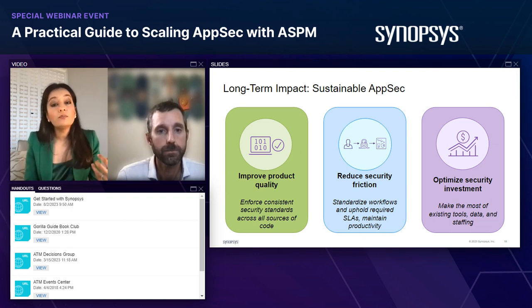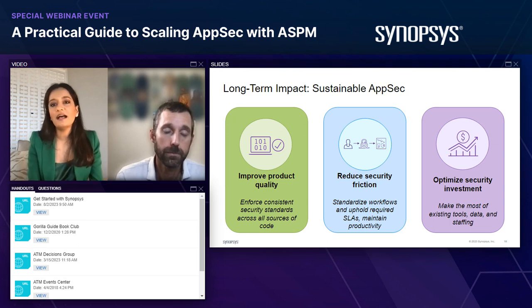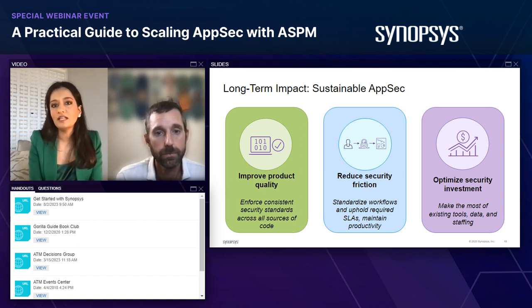At large, you have a way of improving product quality. You ensure that level of security checks. You ensure that level of being able to get that visibility across. You reduce that security friction, taking out the aspects of what traditionally has made your AppSec cause a lot of slowdown of developer productivity. And lastly, and probably most importantly, you're making the most of what you have, maximizing the potential of harnessing your data, your staff, and that level of resourcing.